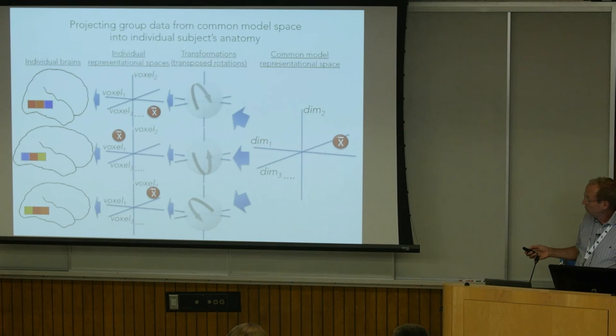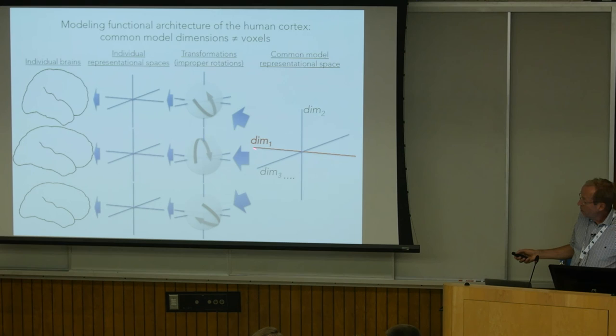So now I want to show you that the reverse process works. You can take a vector that has a location in the common dimensional space, and using the transpose of the rotation transformation matrices, you can project this vector back into the representational space for each subject, which is a location in a voxel space, which can be viewed as a topography, as a pattern of response in that subject's brain. So the first point I want to make sure you understand is that a dimension in the common model space is not mapped to a single voxel in each space. It's actually mapped to some oblique orientation. Okay, so it's a weighted sum of the voxels in individual brain spaces.